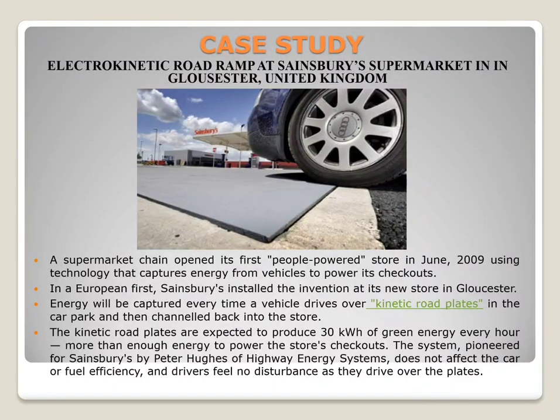Energy will be captured every time a vehicle drives over kinetic road plates in the car park and then channeled back into the store. The kinetic road plates are expected to produce 30 kW of green energy every hour, more than enough energy to power the store's checkouts. The system, pioneered for Sainsbury's by Peter Hughes of Highway Energy Systems, does not affect the car or fuel efficiency, and drivers feel no disturbance as they drive over the blades.